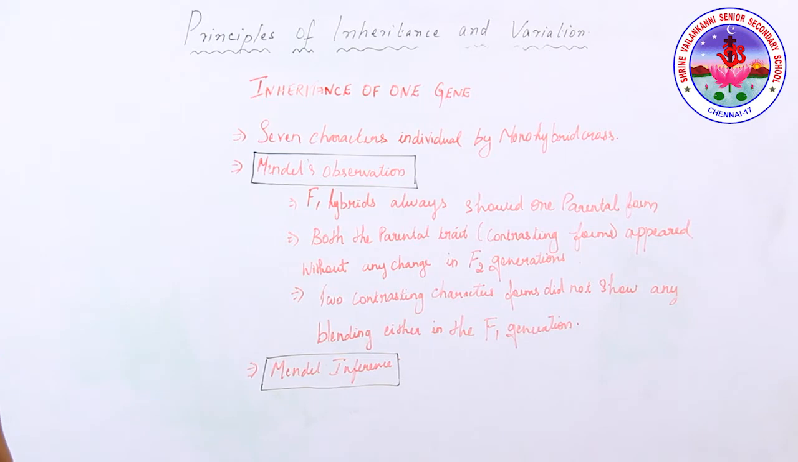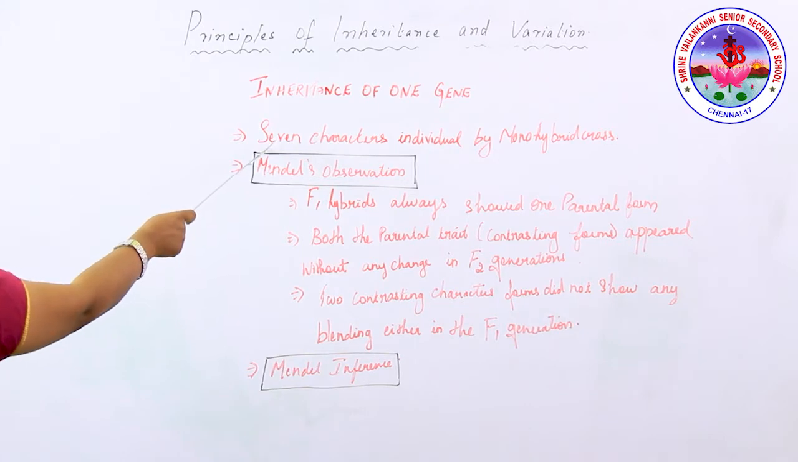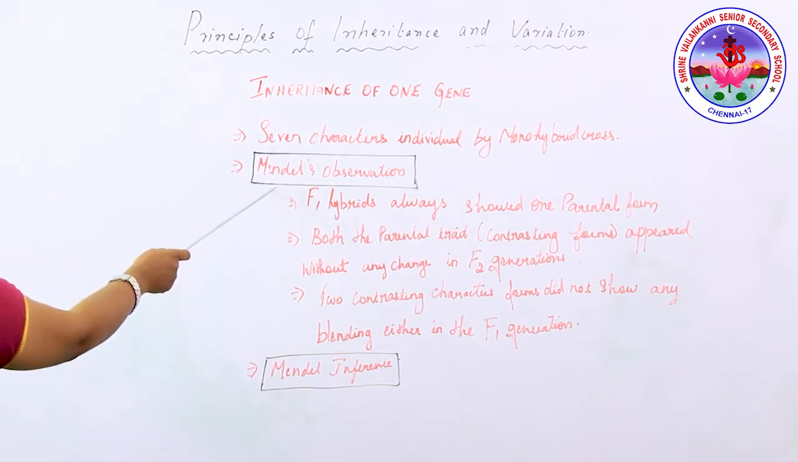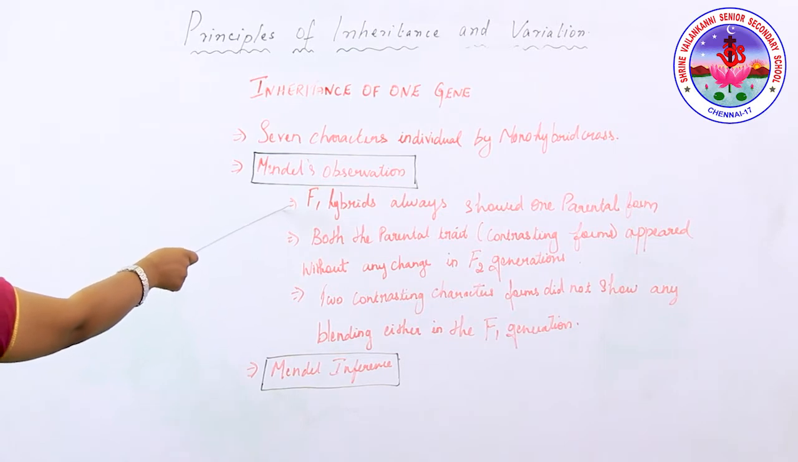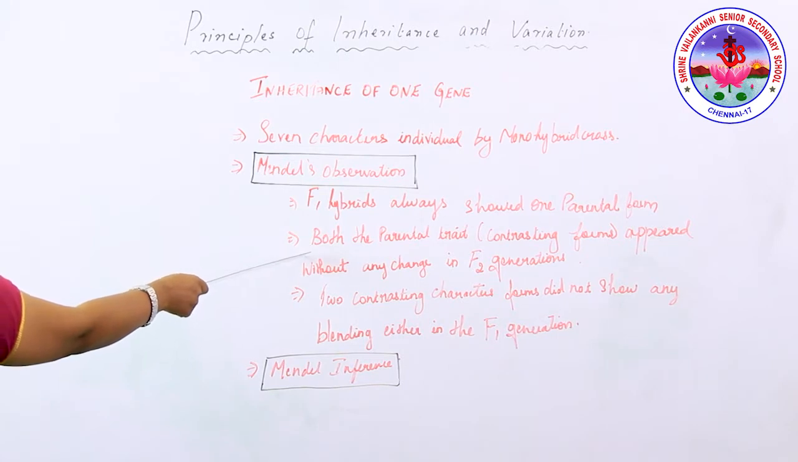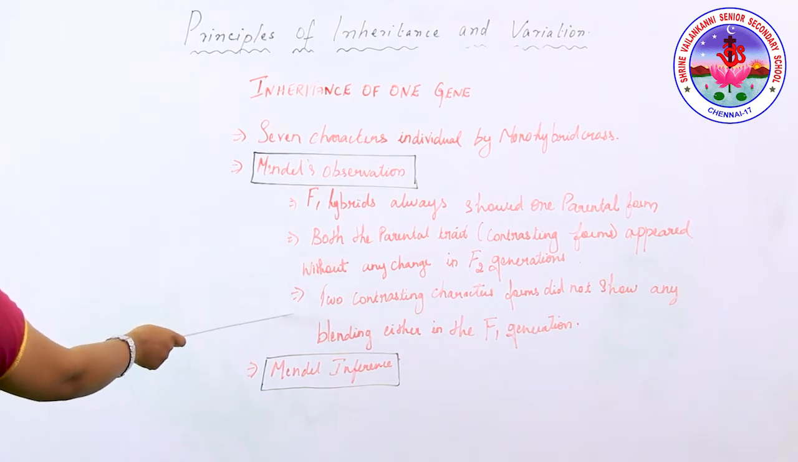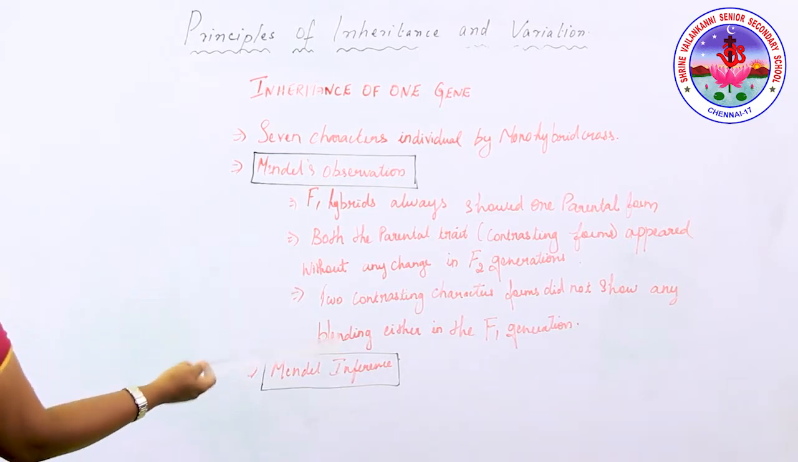Inheritance of one gene. Mendel studied the inheritance of each of the 7 characters individually by conducting monohybrid crosses, and then in combination by conducting dihybrid and trihybrid crosses. For the dihybrid and trihybrid, the monohybrid cross will be the base. Based on Mendel's observation, the F1 hybrid always shows one of the parental forms of the trait. Both parental trait forms, the contrasting forms of the trait, appear without any change in the F2 generation. The two contrasting forms of the trait did not show any blending in either the F1 or the F2 generation.